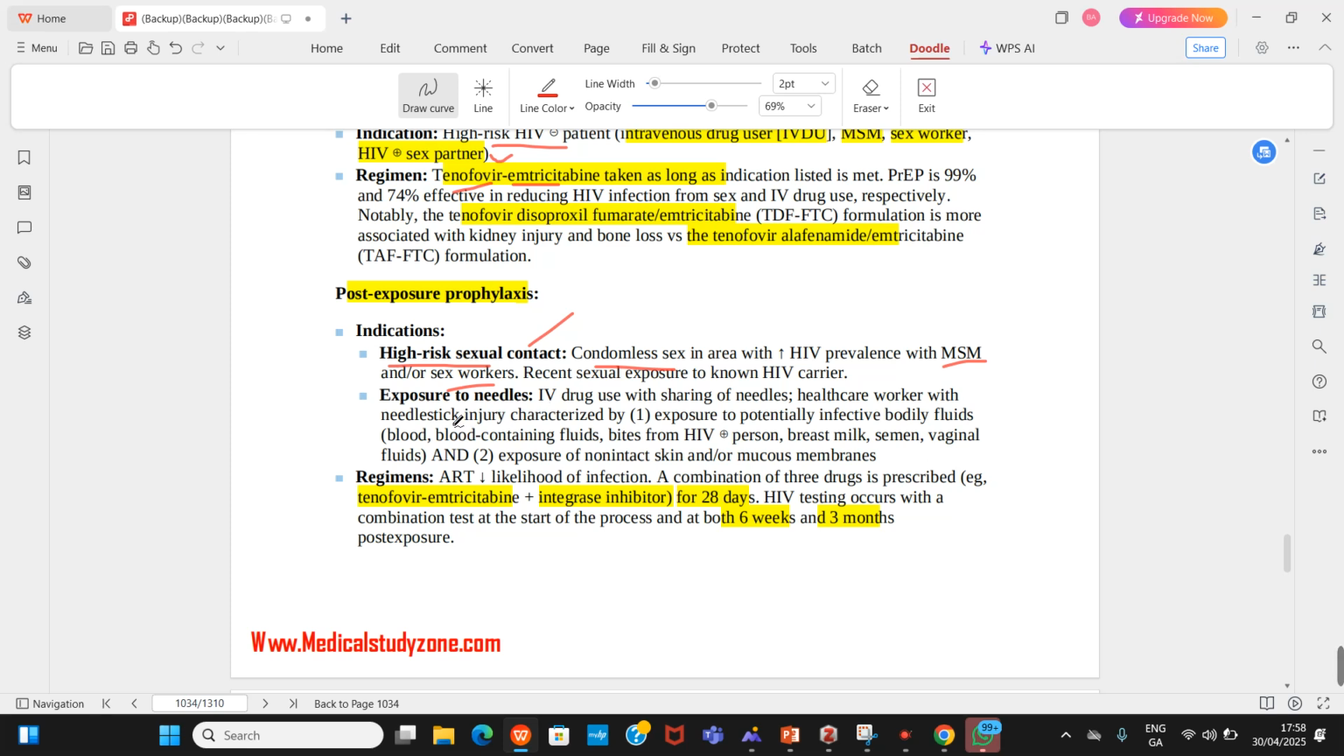Exposure to a needle, especially in the hospital, like a needle prick: you have to quickly go and get screened and get PEP, ideally. Exposure to body fluids that contain blood, semen, vaginal fluid, and all those things, we have to give it. So what do we give? We give them treatment as if we are treating them for HIV proper: tenofovir, emtricitabine with an integrase inhibitor for 28 days. Then we screen them at the start, again after 6 weeks, and again at 3 months.